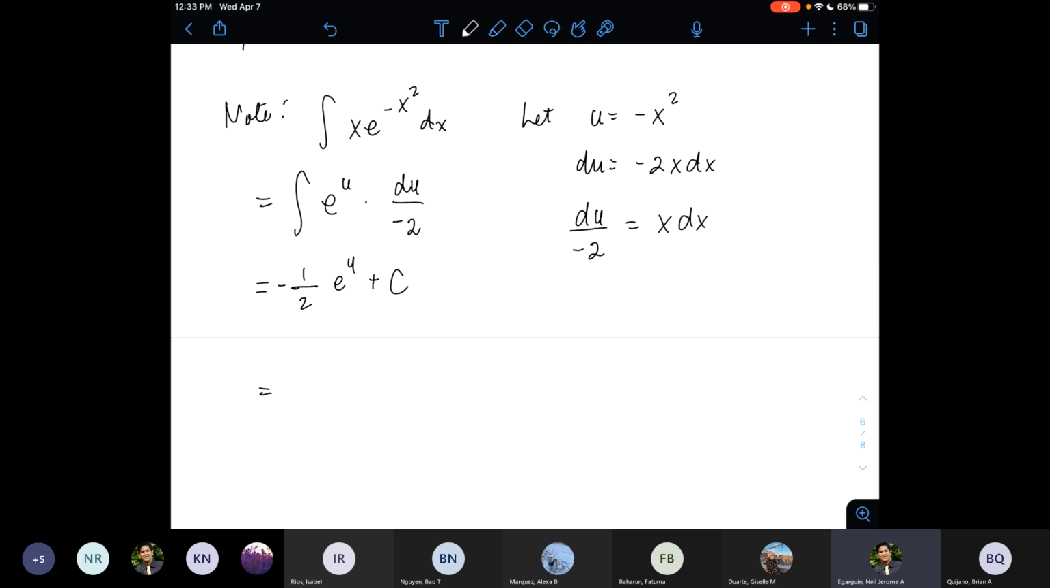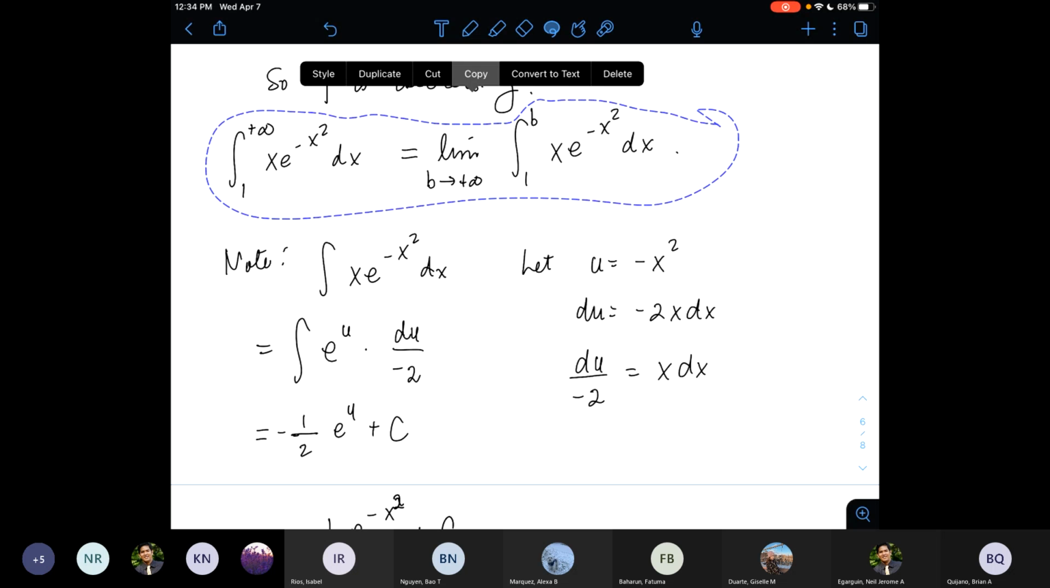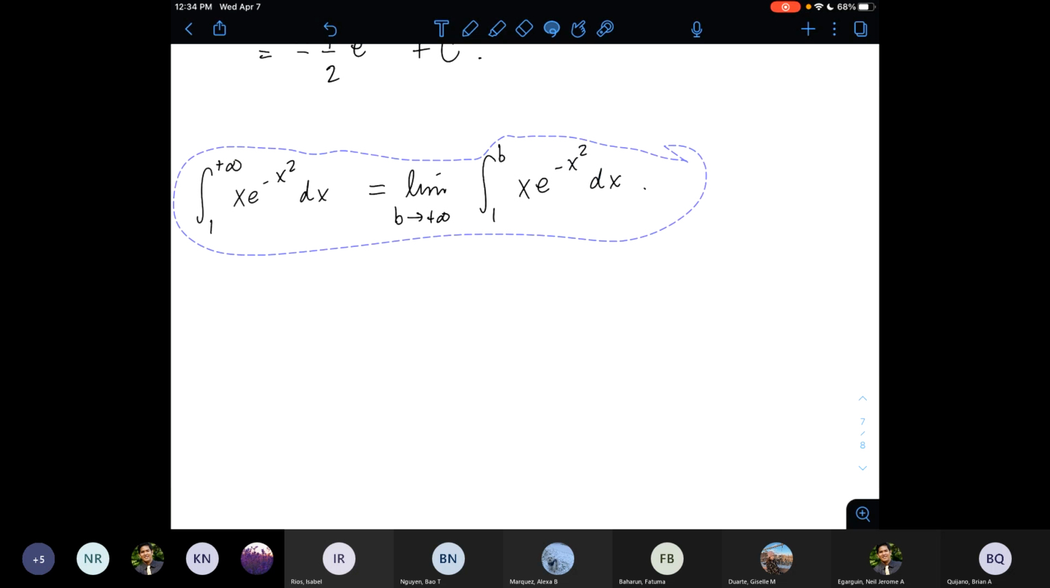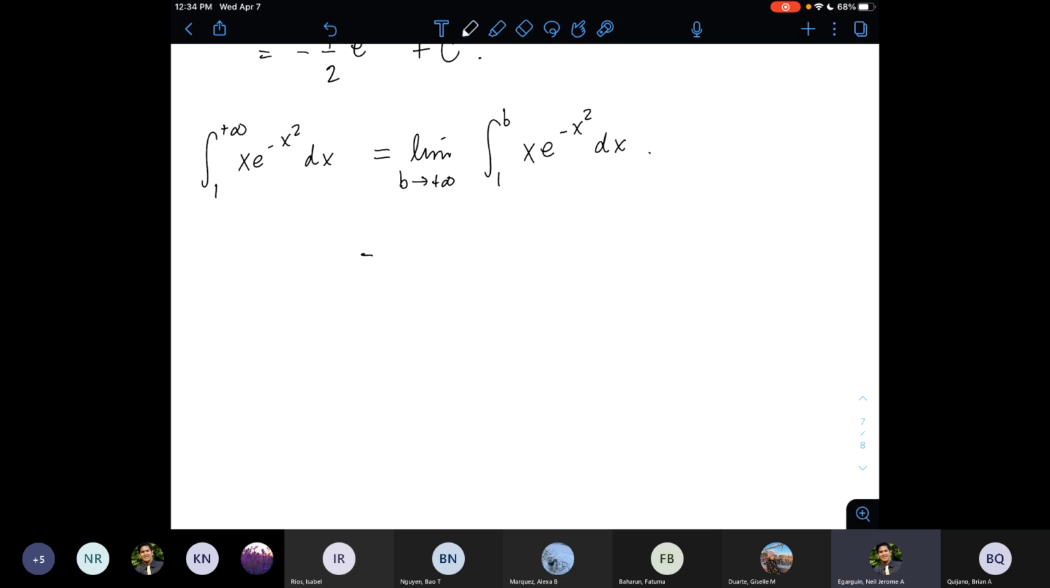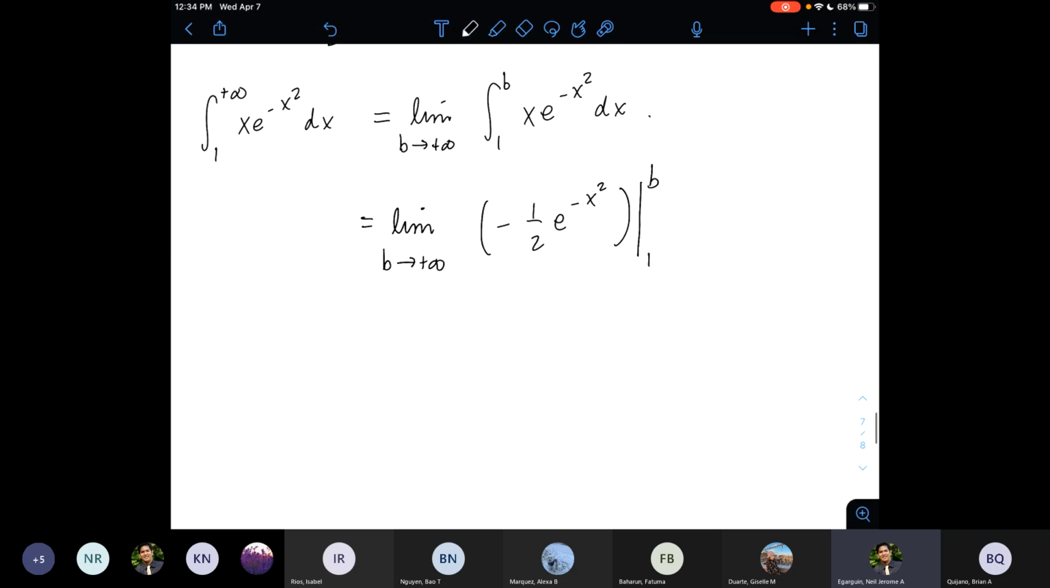Let's go back to the original variable. It's minus 1/2 e to the minus x squared plus c. So that's the indefinite integral. So if we go back to our problem, okay, we now know the antiderivative of x e to the minus x squared. It's just negative 1/2 e to the minus x squared. So we need to evaluate it from 1 to b, then take the limit as b approaches positive infinity.